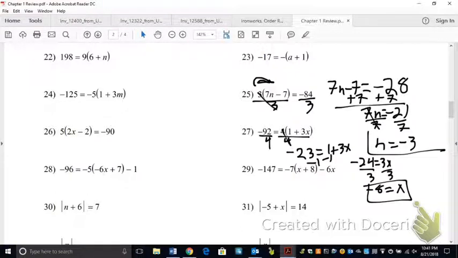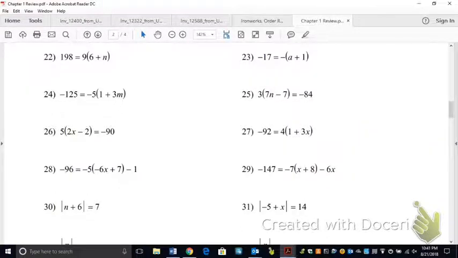And when we look at 29, notice that we have an x inside the parentheses and an x outside the parentheses. So here we can't really divide by negative 7, because if we did, we'd end up with some really funky numbers, like negative 6/7 and equals 21. Just fractions, and fractions are bad. So what we're going to do is go ahead and distribute. So we have negative 147 equals negative 7x minus 56 minus 6x.